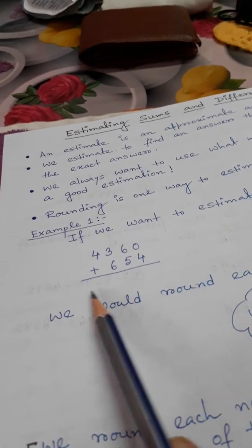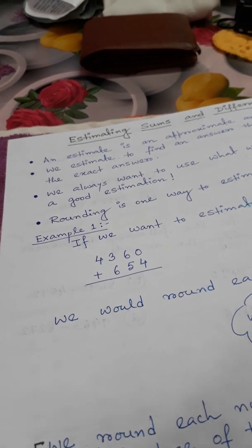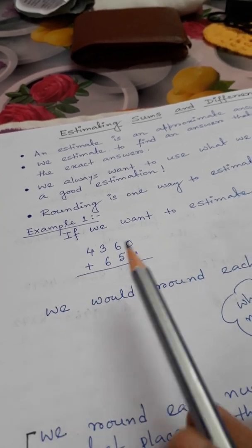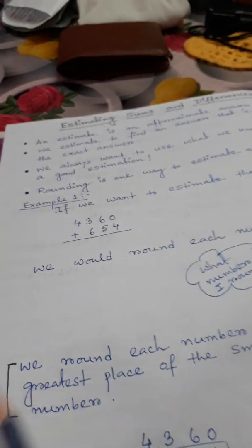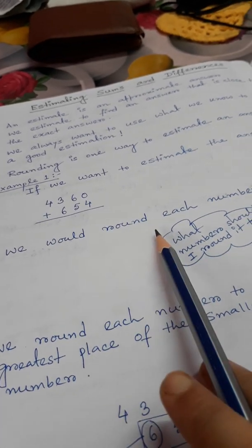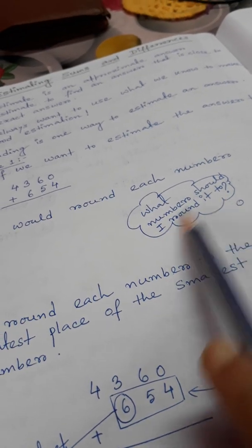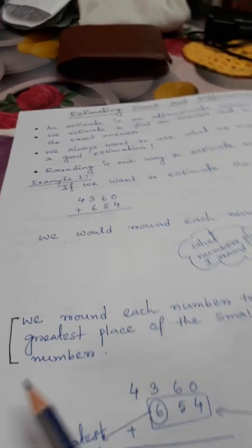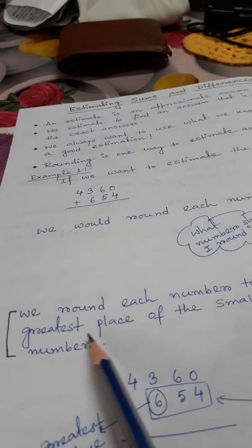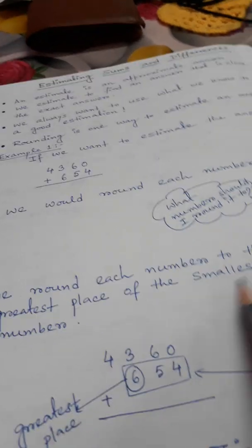Easily we can add those numbers and find out the actual answer or exact answer, but how to estimate? Okay, so what would we round each number to? So what is our question? What number should I round it to? Okay, so we round each number to the greatest place of the smallest number.